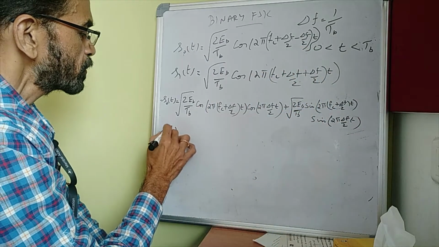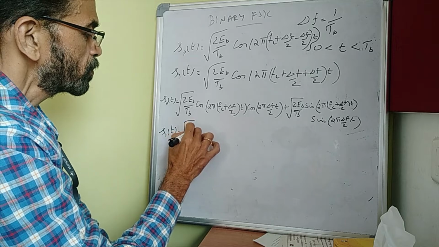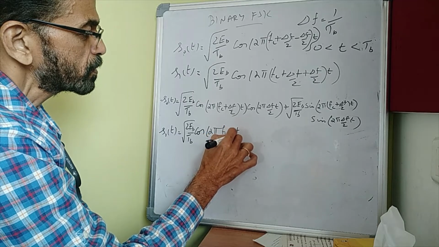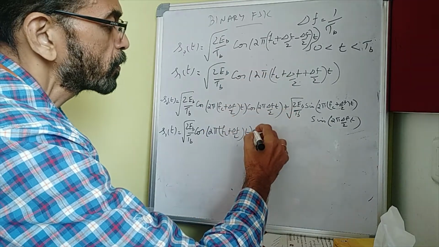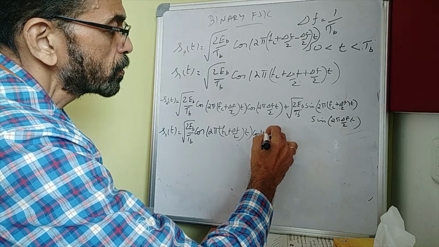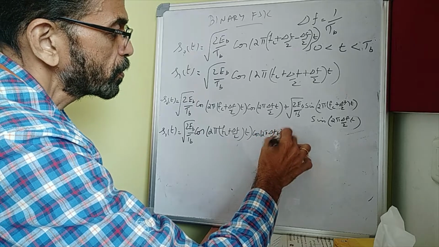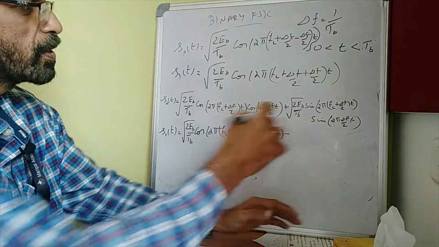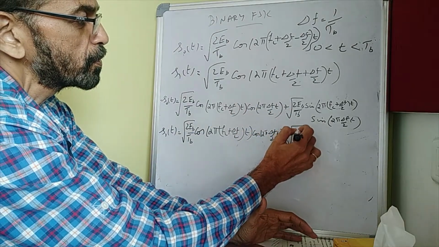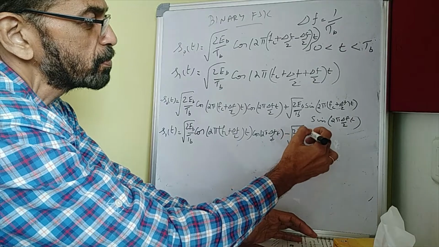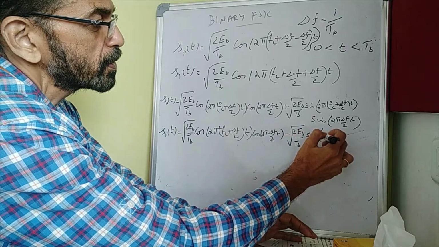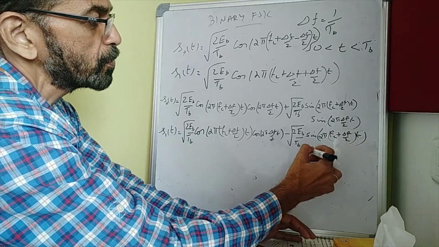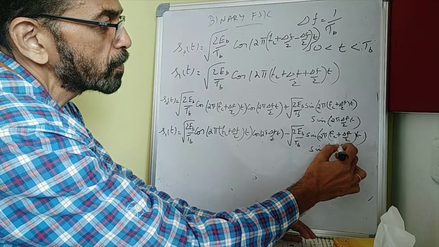And similarly, s1(t) can be expressed as root of 2EB by TB cos 2 pi (fc plus delta f by 2)t into cos 2 pi (delta f by 2)t minus, so we are taking this as the first term and this as the second term, minus root of 2EB by TB sin 2 pi (fc plus delta f by 2)t into sin 2 pi (delta f by 2)t.